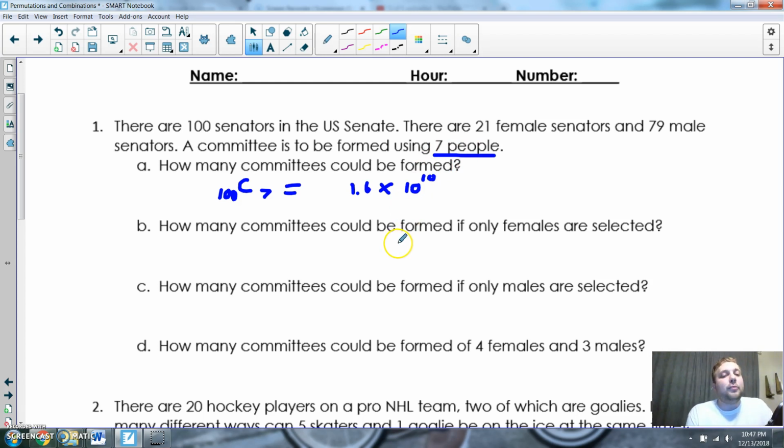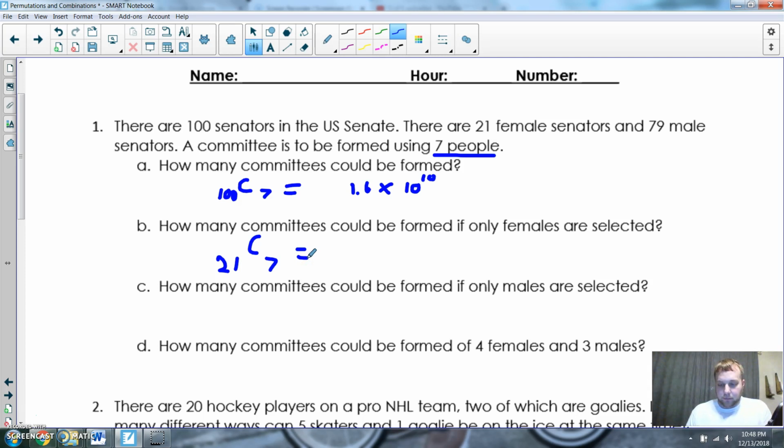How many committees could be formed if only females are selected? So this is kind of like a given. Knowing there are only females, how many committees? We don't care about the males. We're only looking at the females, and there's 21. So instead of 100, I'm only looking at 21, and it's still going to be C, 7, because order doesn't matter. That's going to be your answer. Not too bad, right? We're cooking with gas.